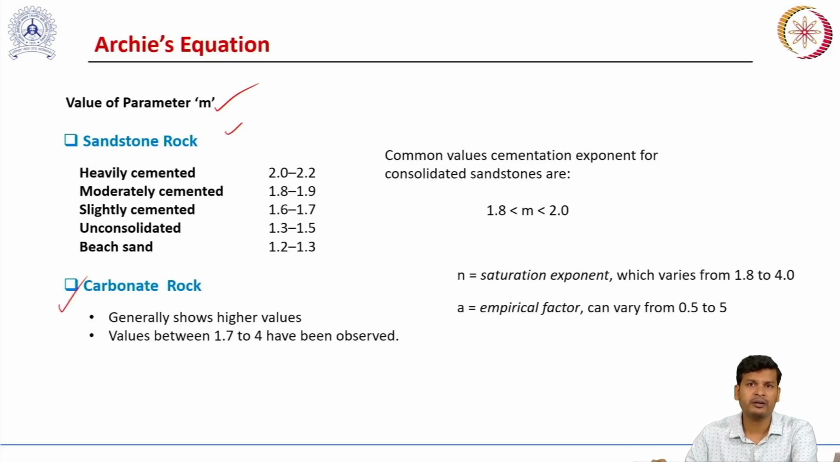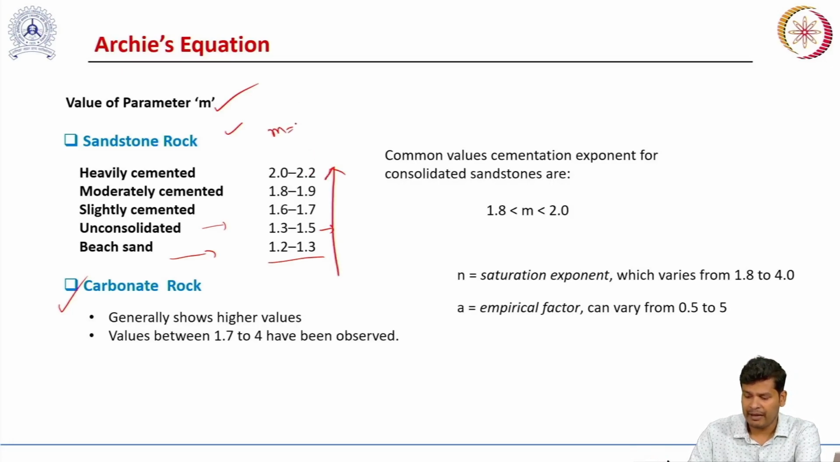For example, for sandstone rock, depending on the degree of cementation, for very loose sand we have a value of m around 1.2, 1.3. For unconsolidated reservoir rock formation, its value could be 1.3 to 1.5. As the degree of cementation increases, the value could increase to greater than 2. Generally, we take the value of m equal to 2. For consolidated sandstones, we will have a value ranging between 1.8 and 2.